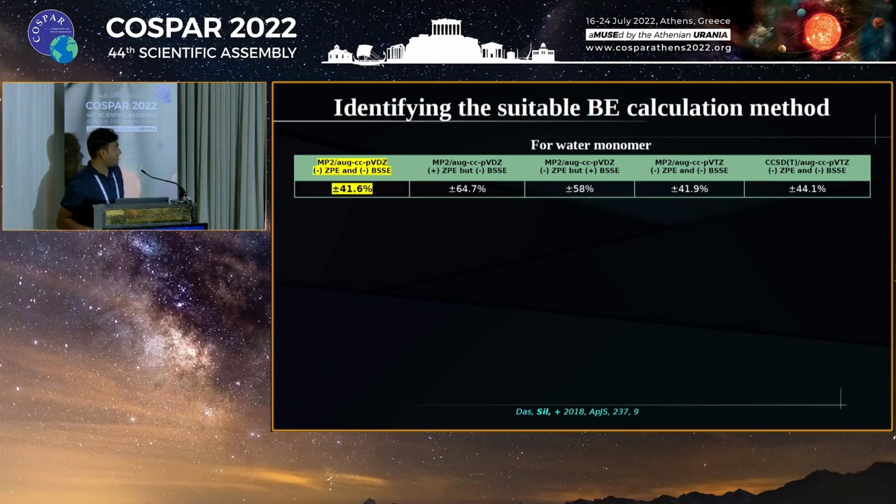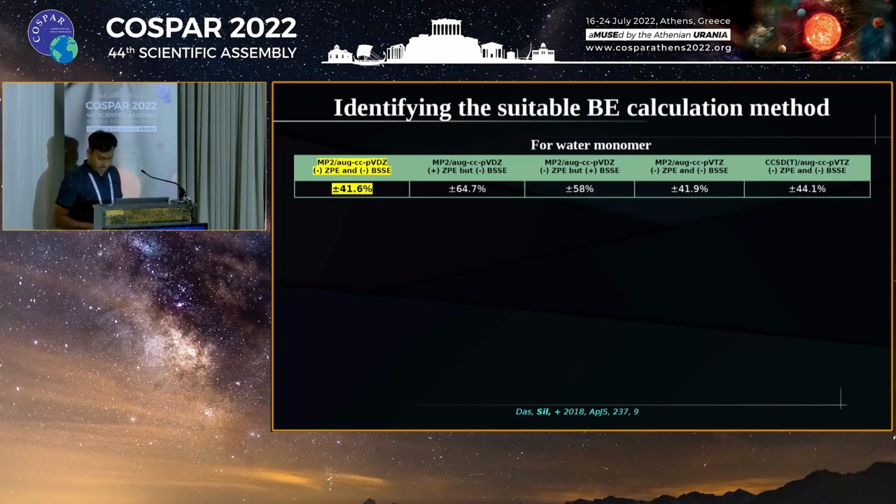The plus sign indicates that we considered the zero-point energy, and the minus sign indicates without consideration. We took several types of combinations, considering or not considering the zero-point energy and basis set superposition error using the counterpoise method, but we see that the deviation is minimum without considering both.